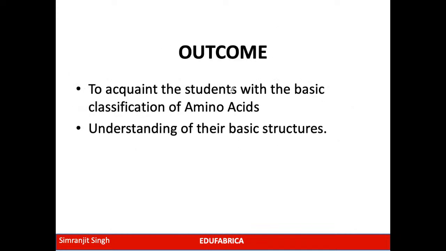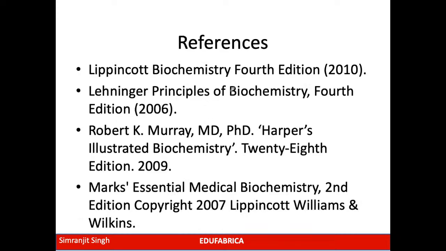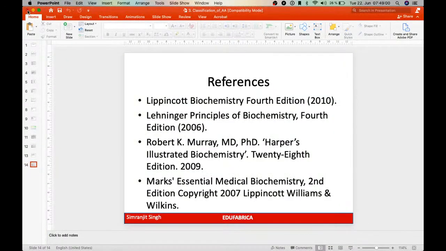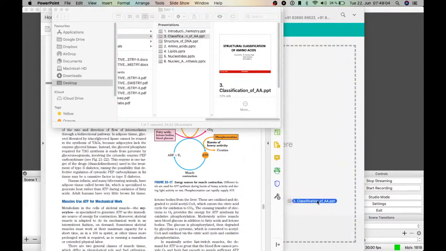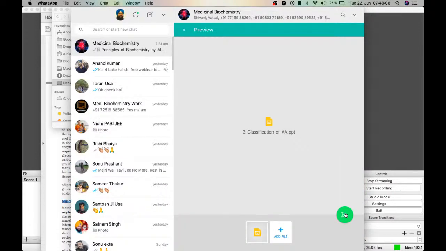So, all in all, we have become acquainted with the basic classifications of amino acids, and we have understood their basic structures too, how their basic structures work. So, Lippincott, Lehninger, Murray, Mark essentials. Think about it. So, this was the basics of classification of amino acids.